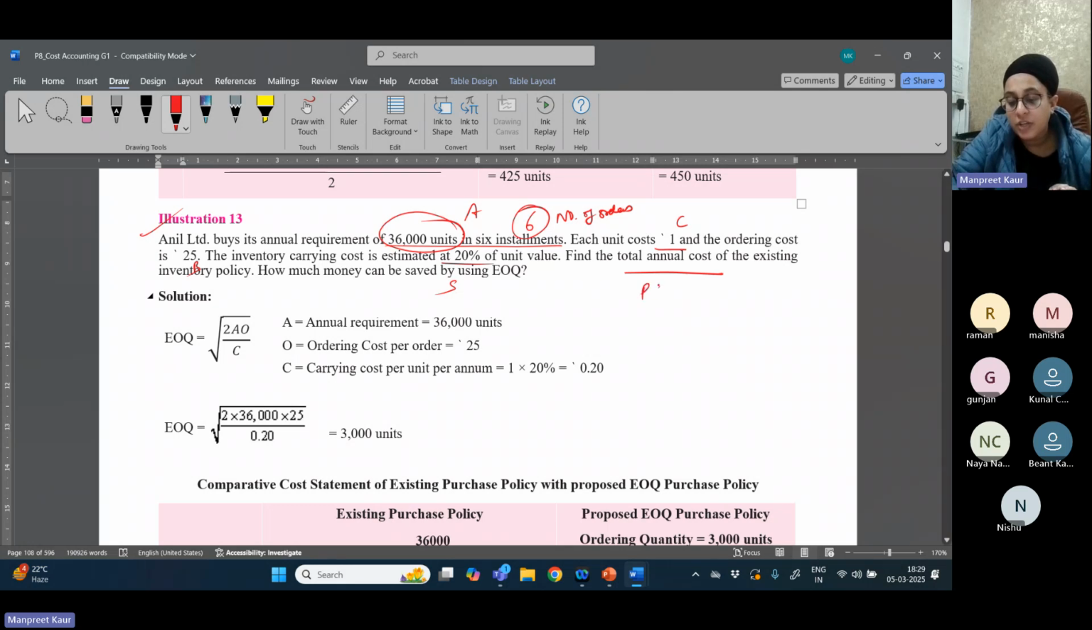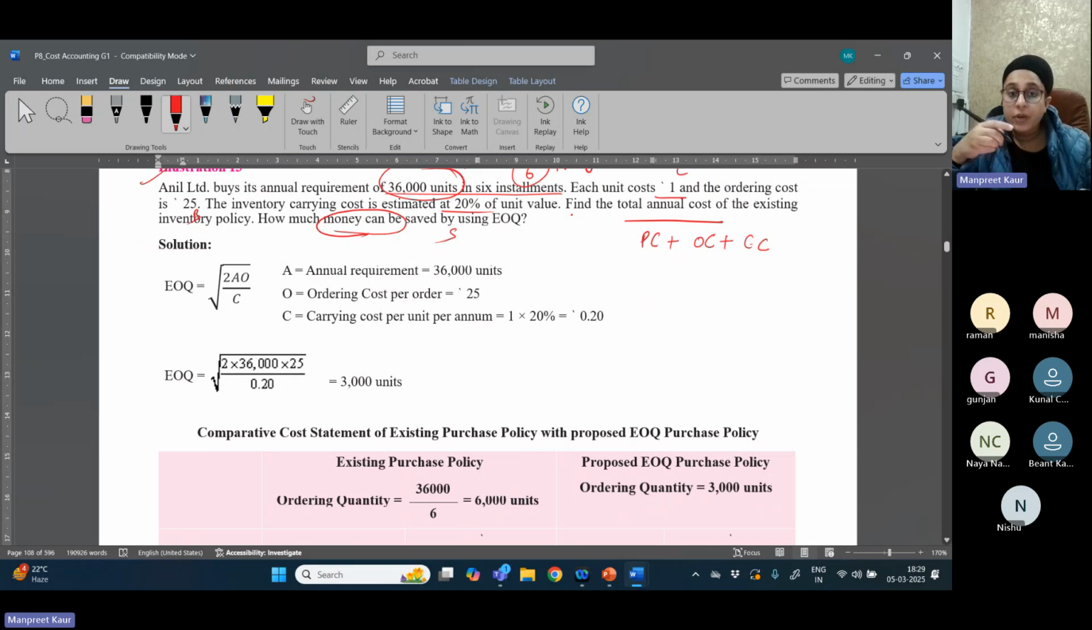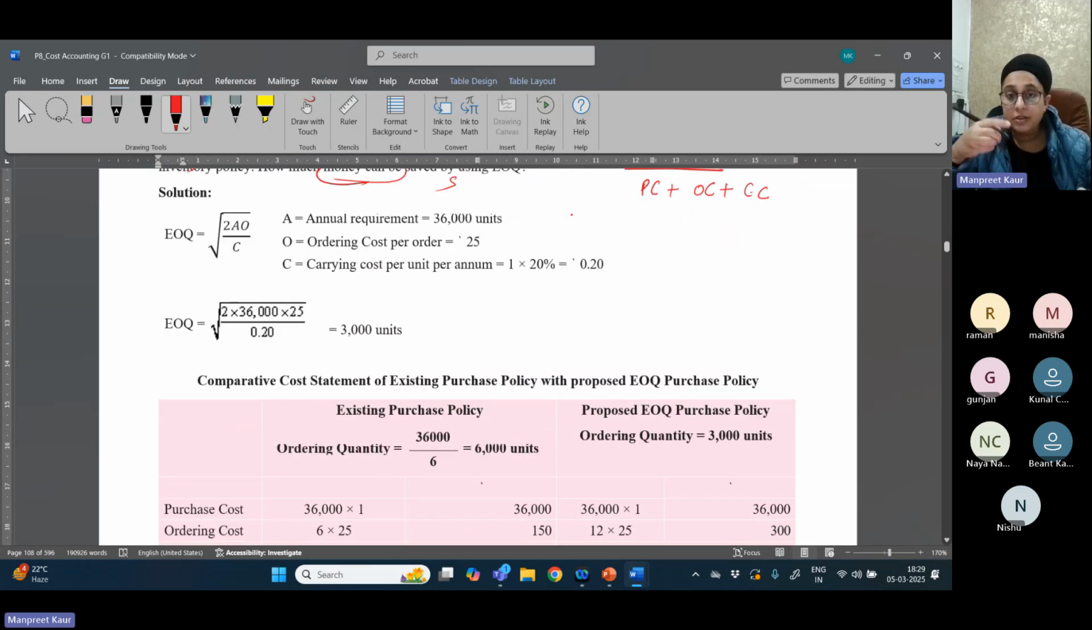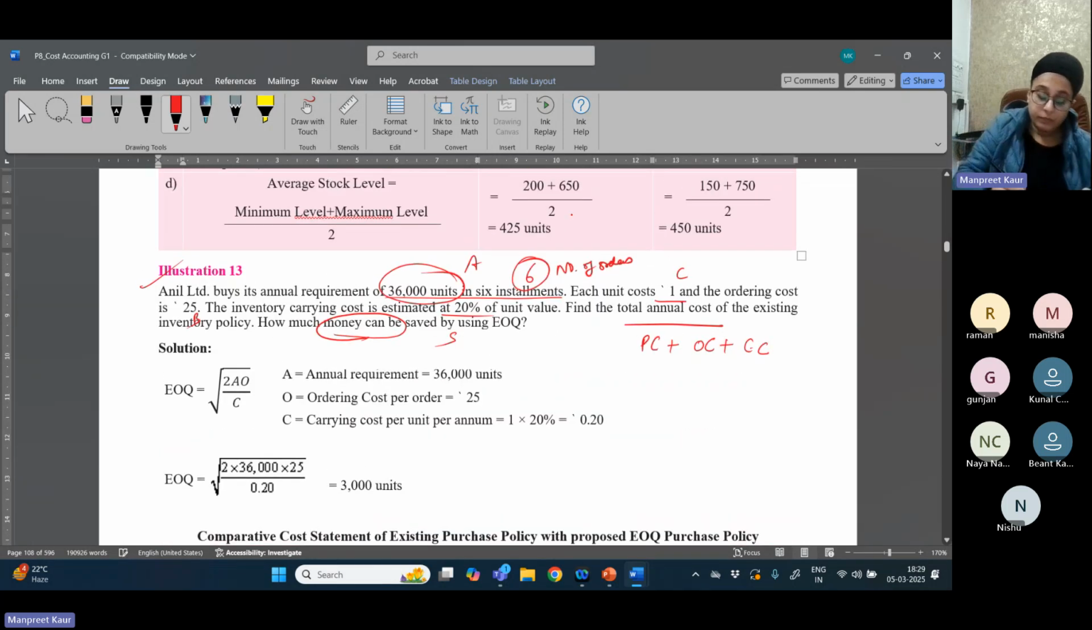Total annual cost means purchase cost plus ordering cost plus carrying cost. And how much money is saved? Number of orders is 6. But according to our EOQ, how many units and how many orders should we place? We will see. According to our EOQ, that is 2 multiplied by 36,000 multiplied by 25 divided by 1 multiplied by 20%, it is 3,000 units.